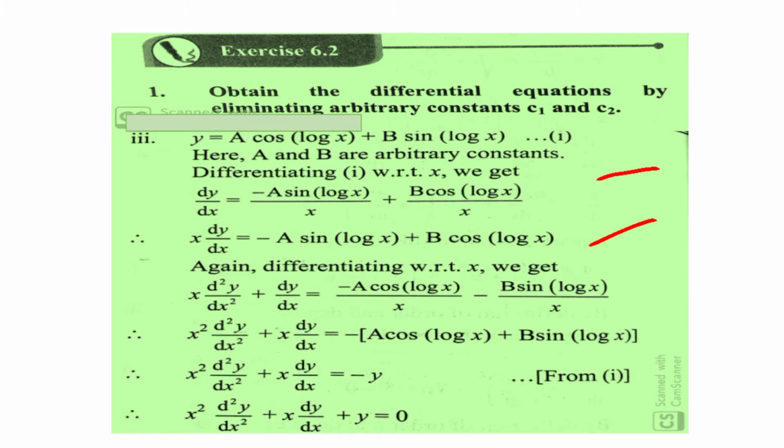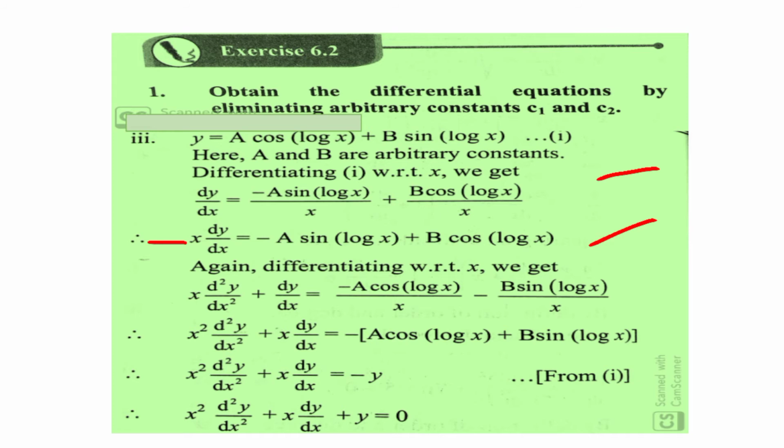Again differentiate with respect to x. Since there are two arbitrary constants, we have to differentiate twice. So again differentiating with respect to x, now on the left hand side x into dy/dx, so apply the u into v formula. So x into the derivative of dy/dx is d2y/dx square, plus dy/dx into the derivative of x, which is 1.